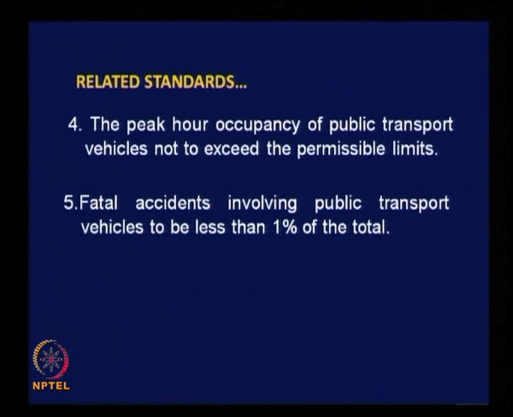Fatal accidents involving public transport vehicles to be less than 1% of the total. How do we get this number 1%? It should be based on the past record. You may have accident records and a comparison of the accidents involving public transport vehicles and the total number of accidents. You just try to improve the system to the extent possible and fix some number like 1% or 2%. This will be a very clear standard for planning purposes.